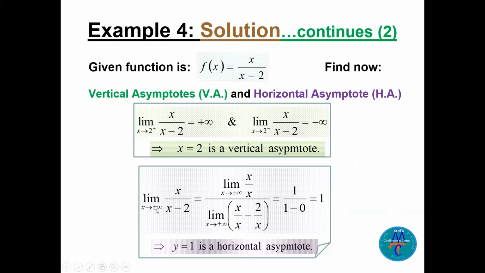Now the horizontal asymptotes, which is the limit of the function as x goes to plus or minus infinity, we divide by the term with the highest power. So divide by x. So this will be 1 over 1 minus 2 over infinity, which is 0 here. So it will be 1. So y equals 1 is a horizontal asymptote.